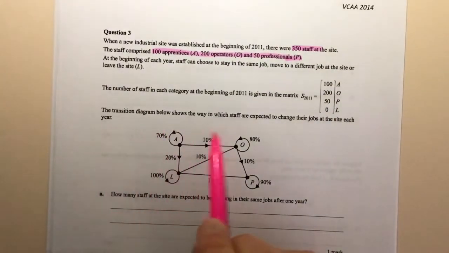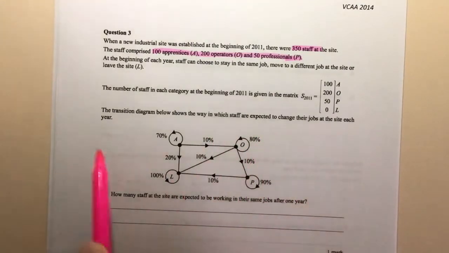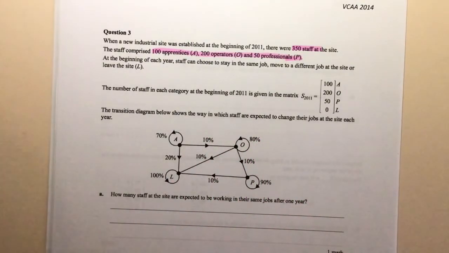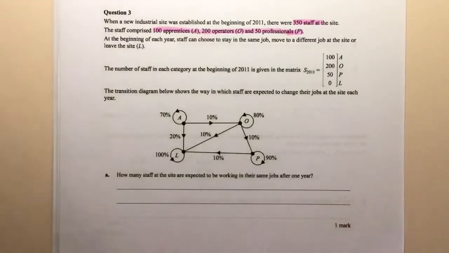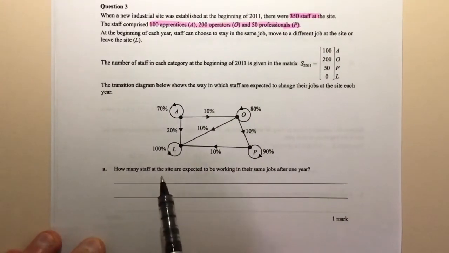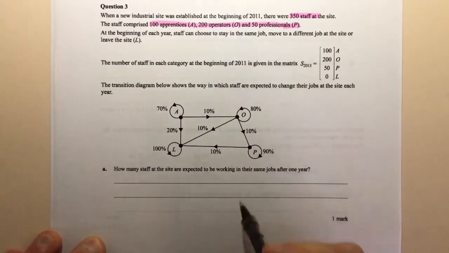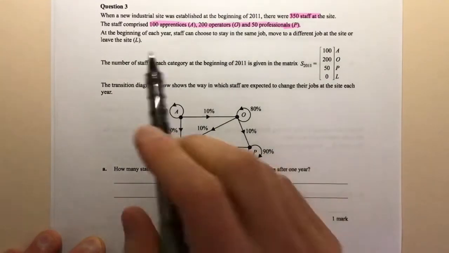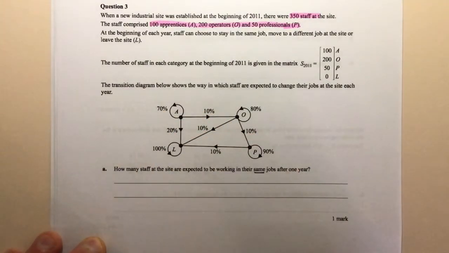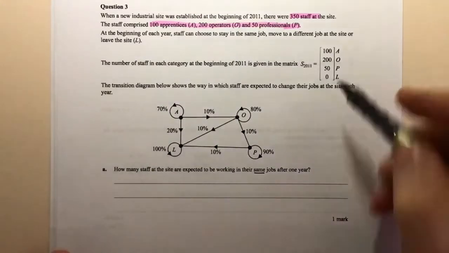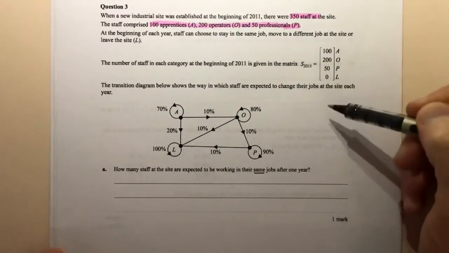The transition diagram below shows the way in which the staff are expected to change their jobs at the site each year. Okay, so we've got a transition diagram. We're used to seeing these, which has percentages all over them. First question says, how many staff at the site are expected to be working in their same job after 1 year? In other words, how many of them, if they were apprentices, are still apprentices the next year? Right, now this seems like it's going to be a question where we use a transition matrix, but it's actually not, because this is really specific to certain numbers within, I guess, these state matrices and within the percentages.